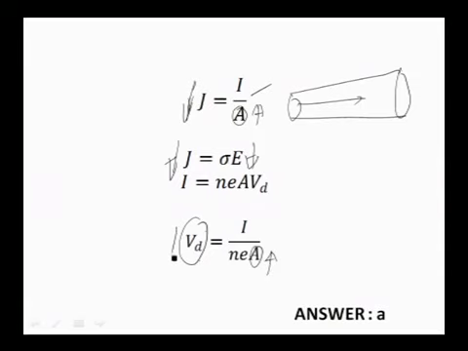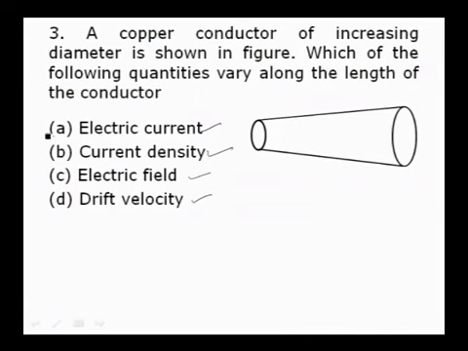this value decreases. So all the three parameters, current density, electric field, and drift velocity, vary, but the current in a conductor remains the same. Therefore, the correct answer for this question is A, that is electric current. This is the correct answer.